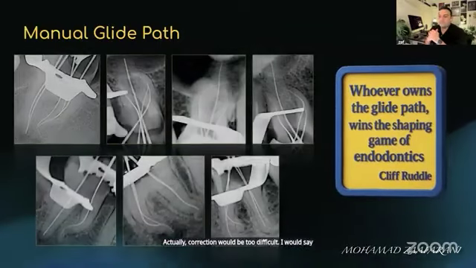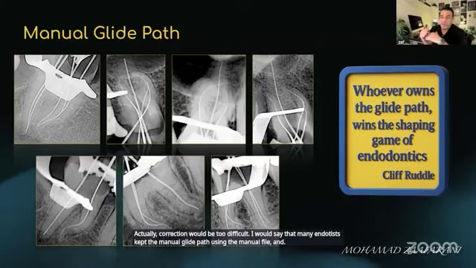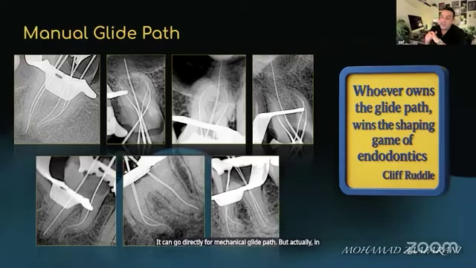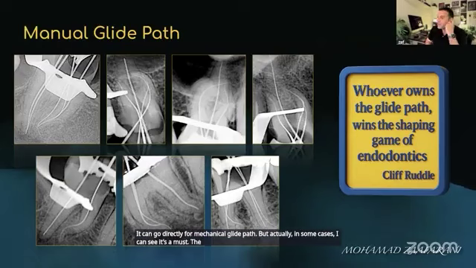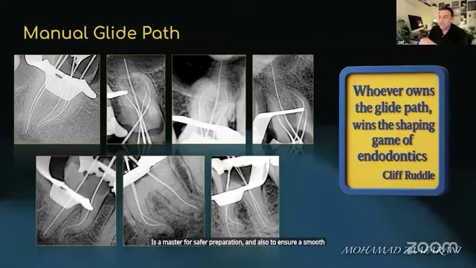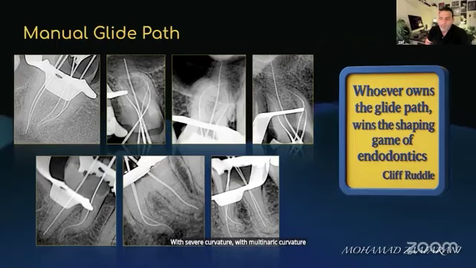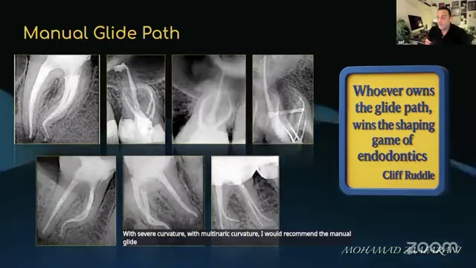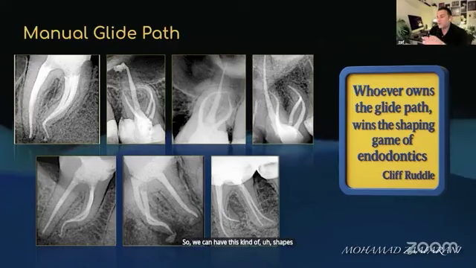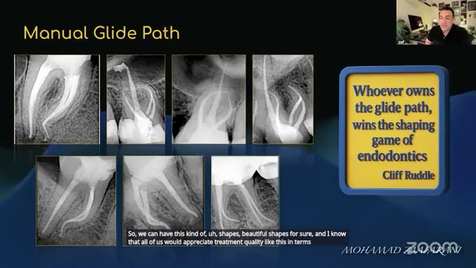I would say that many endodontists skip the manual glide path using a manual file, and go directly to the mechanical glide path. But actually, in some cases, I can see it's a must. The manual glide path is a must for safer preparation and also to ensure a smooth path towards the apex, especially in cases like this with severe curvature, with multiplanar curvature. I would recommend the manual glide path before going into rotary, so we can have this kind of beautiful shapes. And I know that all of us would appreciate treatment quality like this in terms of shaping and maintaining the canal anatomy.